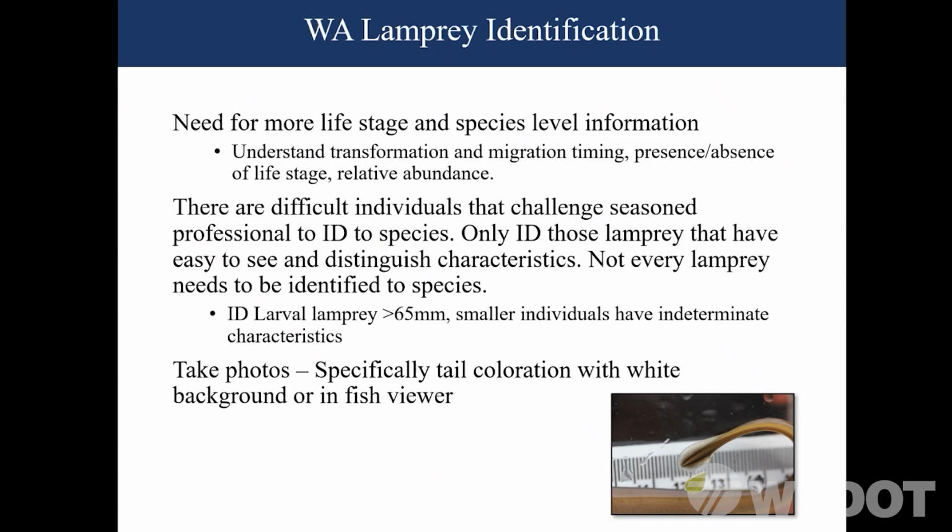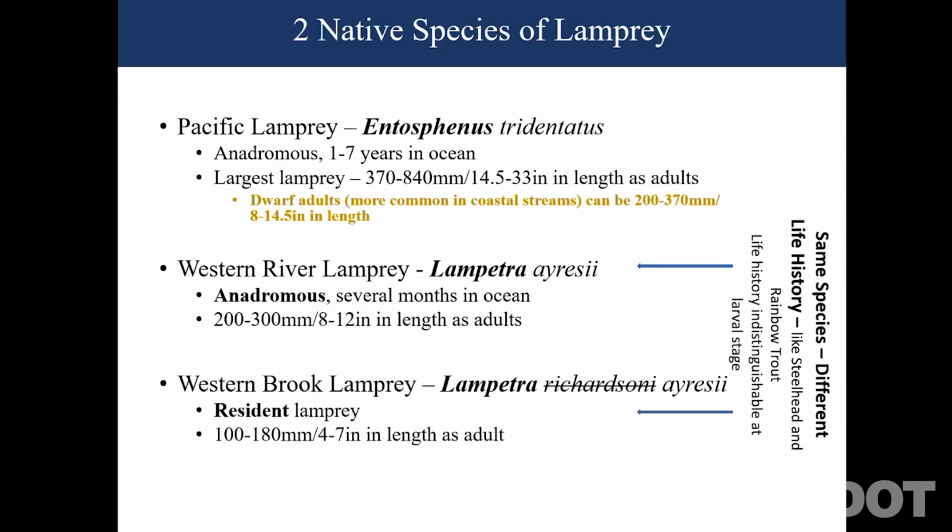We recommend conducting species level larval ID at around 65 millimeters, even 70 millimeters, because the smaller larvae have indeterminate characteristics. So if you've got a lot of small larvae at a site, don't worry about it. We have plenty of people, myself included, who have looked at a ton of larval lamprey, and for those smaller ones, I often just don't worry about it. Larval lamprey is what we're probably going to see in the field most often, so I'm going to be focusing on that, but then we'll talk about the other life stages as well.